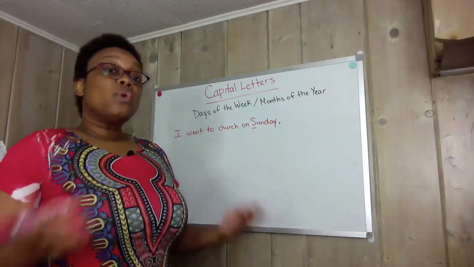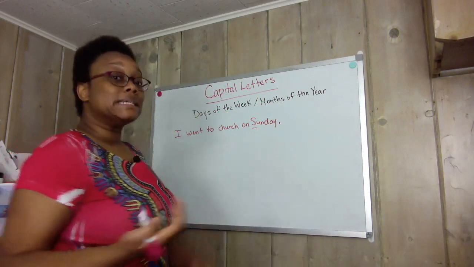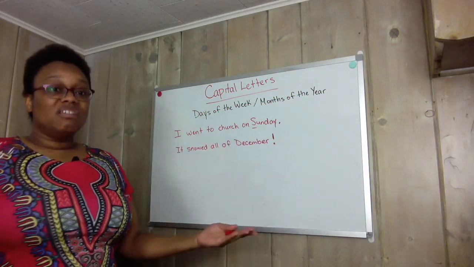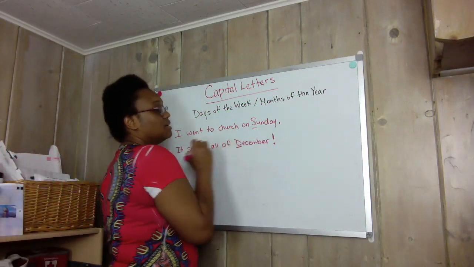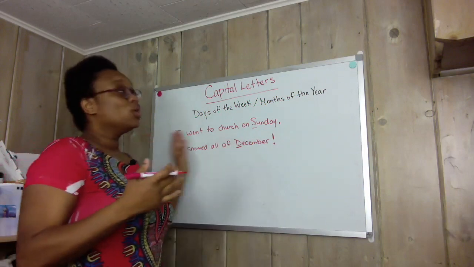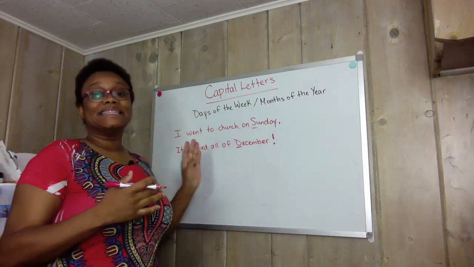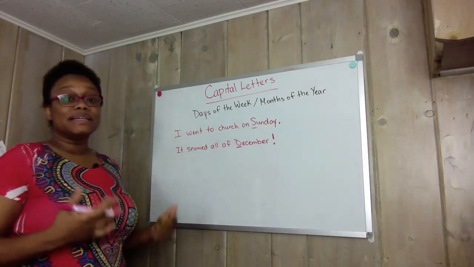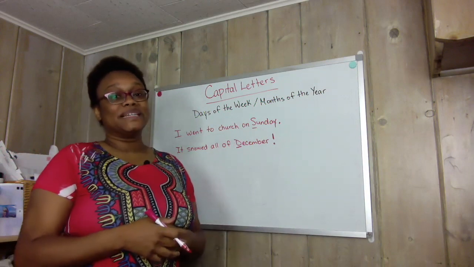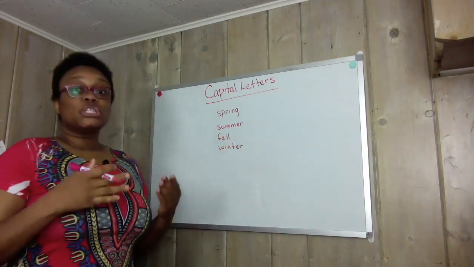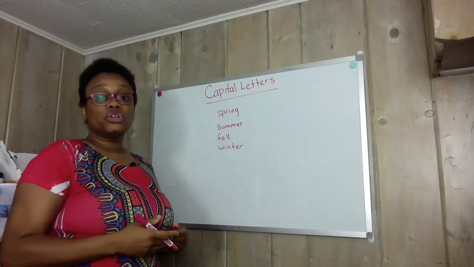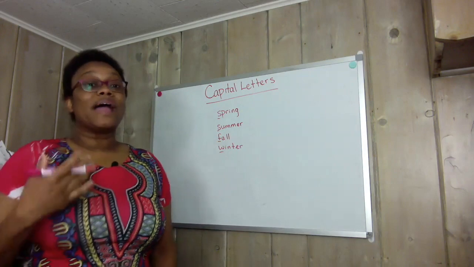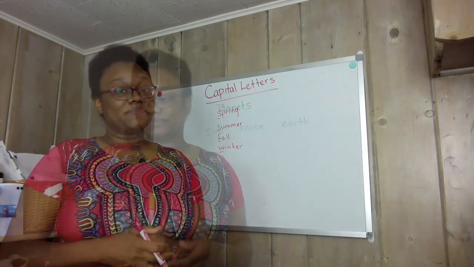December. So I can use one of those words in a sentence, like, it snowed all of December. Again, it doesn't matter where that month of the year is in the sentence, it's always going to get a capital letter. And of course, I always capitalize my first letter of my sentence. The seasons are spring, summer, fall, and winter. They are not capitalized unless they're at the beginning of the sentence.